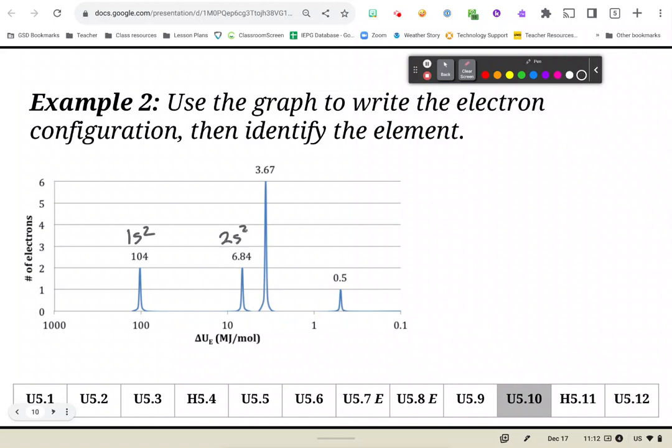So this one, 1s2, 2s2, 2p6, and then 3s. It's only going up to the 1, so that is my configuration. Again, you're using your periodic table to know the order of those, and when you land on 3s1, you know this is sodium. All right, so that is reading PES spectrums for writing the configurations.